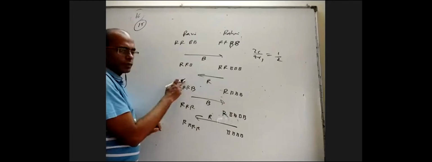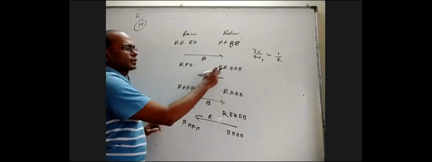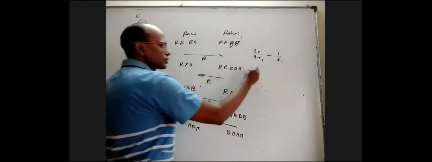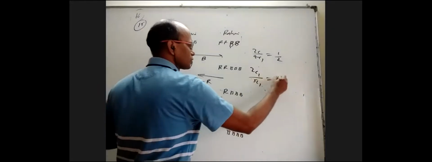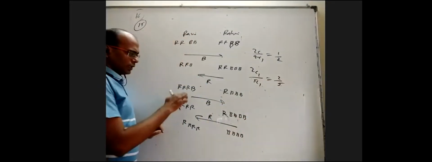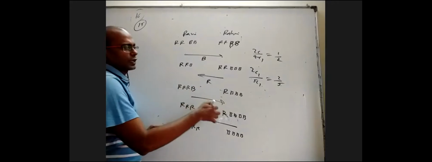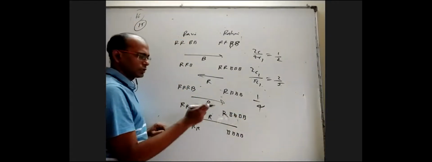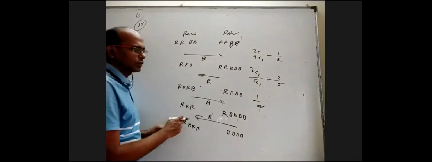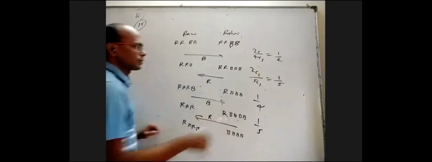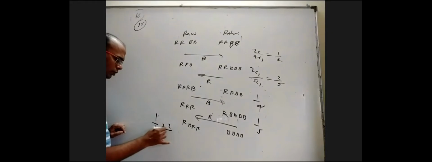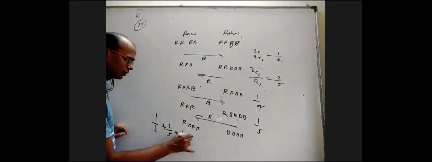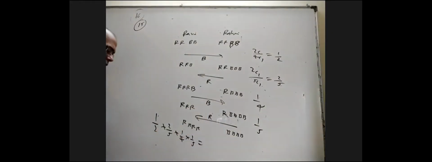When he's transferring from here to here, there are 5 things. He has to select 1 out of the 2 red cards, which is 2C1 by 5C1, which is 2 by 5. Here there's only black out of 4. He has to transfer it. The probability is 1 by 4. If there are 5 cards and only one is red, he has to transfer that only, which is 1 by 5. Just multiply 1 by 2 into 2 by 5 into 1 by 4 into 1 by 5.